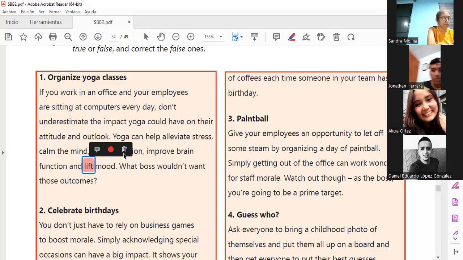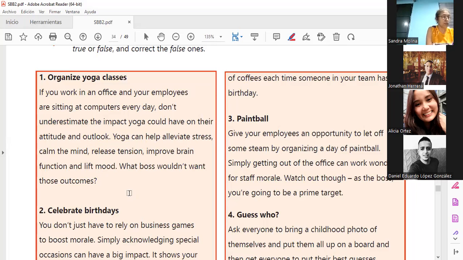Very good, excellent. So, it says, organize yoga classes. If you work in an office and your employees are sitting at computers every day, don't underestimate the impact yoga could have on their attitude and outlook. Yoga can help alleviate stress, calm the mind, release tension, improve brain functions, and lift mood. What boss wouldn't want those outcomes?